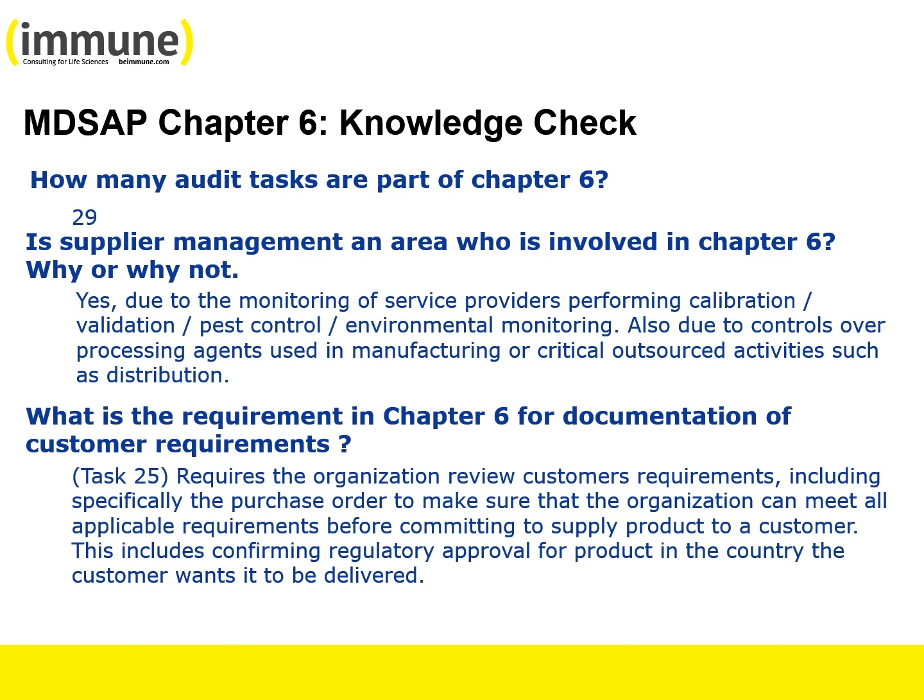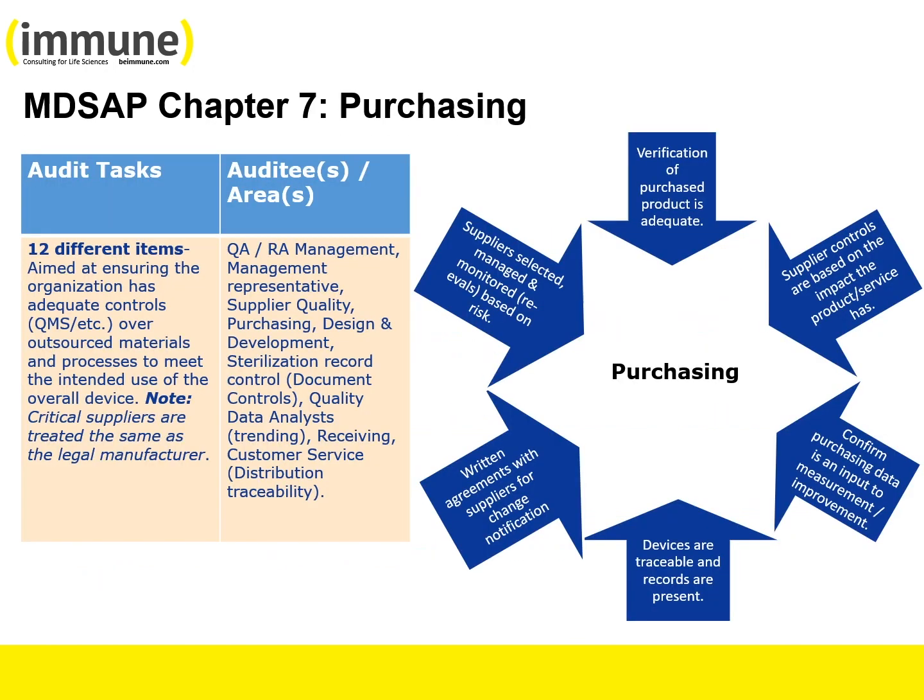be delivered. We finally made it to Chapter 7, Purchasing. Within the Purchasing chapter, there are 12 different tasks aimed at ensuring that the organization has adequate controls over outsourced materials and processes to meet the intended use of the overall device. It's important to note here that any critical suppliers are treated the same as the legal manufacturer. This would include any outsourced contract manufacturing organizations or sterilization providers.